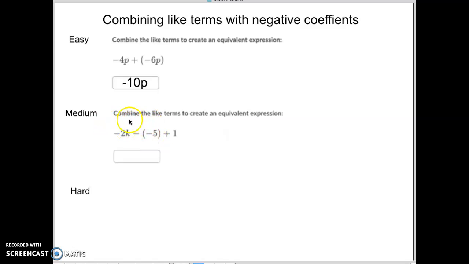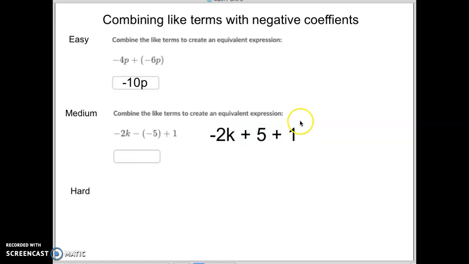Okay, so notice how I have a subtraction sign in here. I'm not going to do subtraction. We're going to rewrite this and write in addition. So I still have the negative 2k. Remember, minus a negative, two negatives together create a plus sign, so it is plus 5. And then I still have the plus 1.